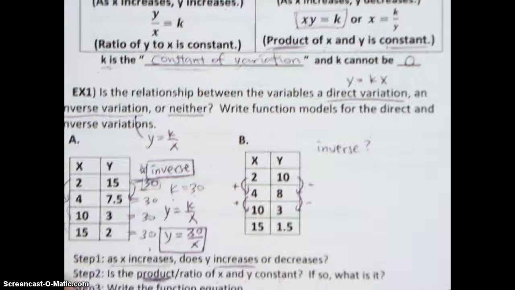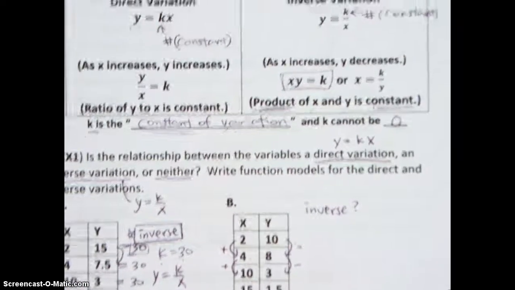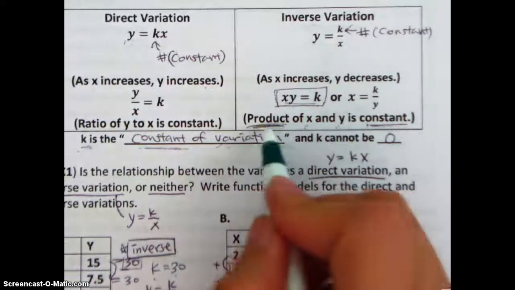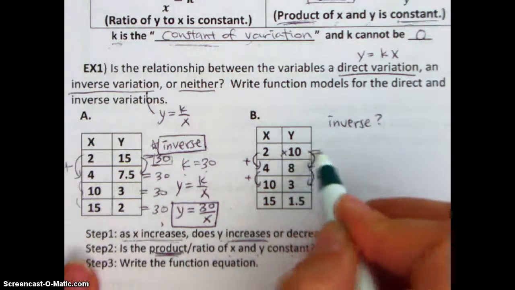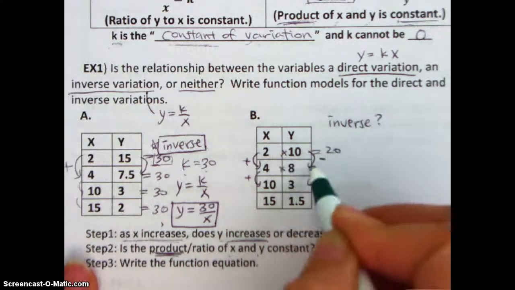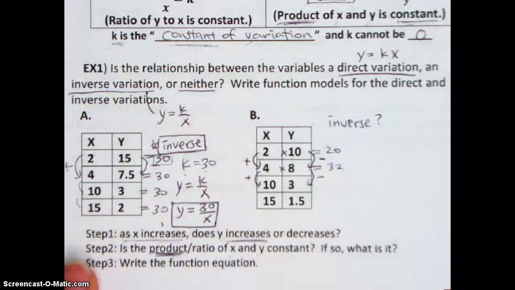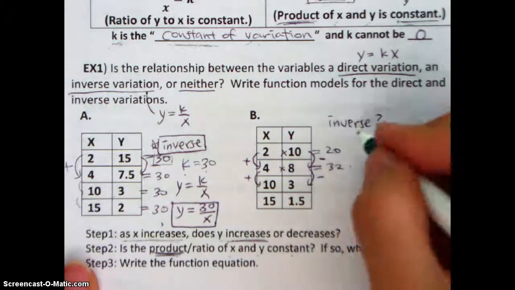To check that, the condition of the inverse variation is that their product must be the same. So again, we check their product. 2 times 10 is 20. 4 times 8 is 32. We already know that these numbers are not the same. So that means this is not inverse.